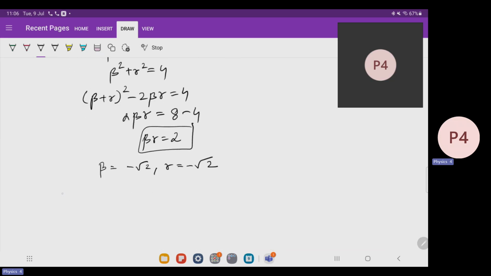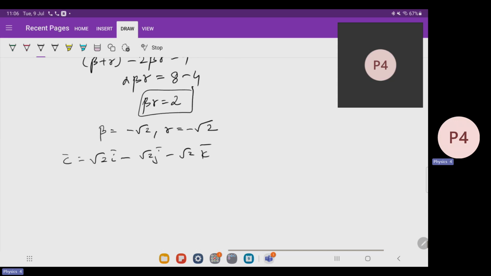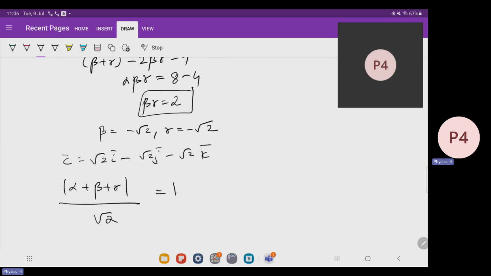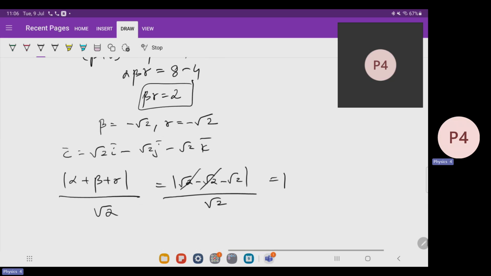So what is C bar? It is root 2 I bar minus root 2 J bar minus root 2 K bar. So now we want magnitude of alpha plus beta plus gamma upon root 2. This is root 2 minus root 2 minus root 2 upon root 2. This will become 1. This was question number 43.